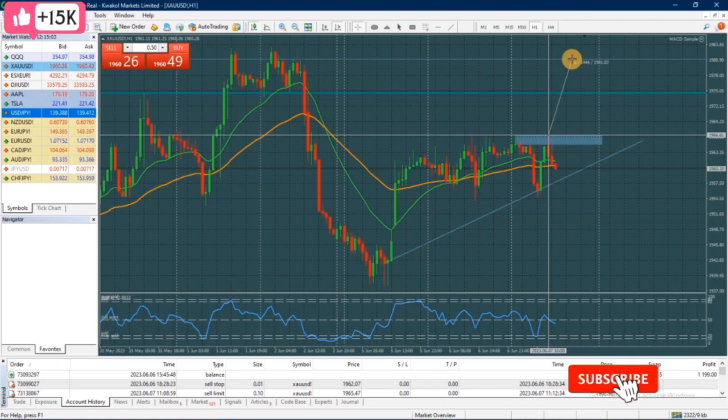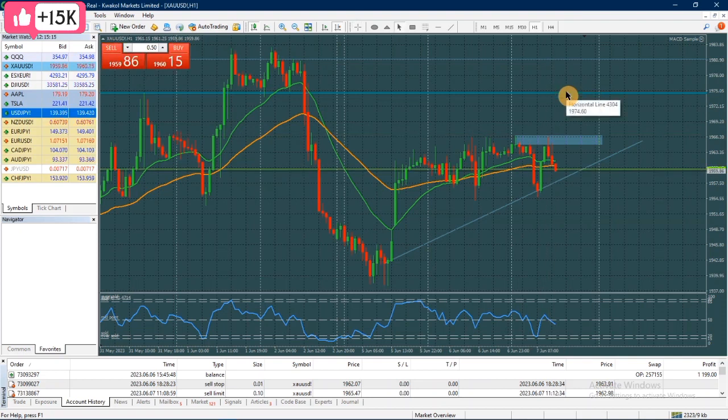From this point down to the resistance area, I have gotten about 140 pips. And if I take this first line, this will be about 82 pips profit target.